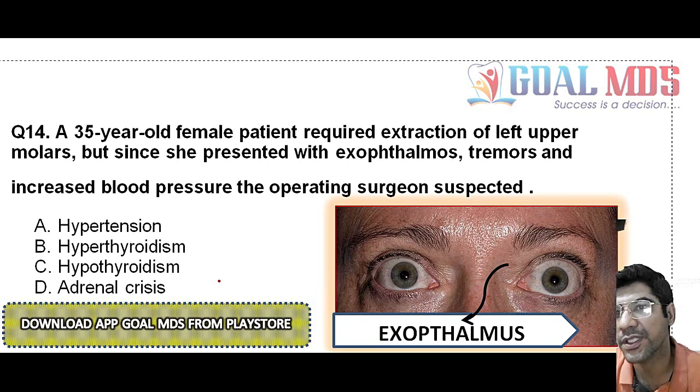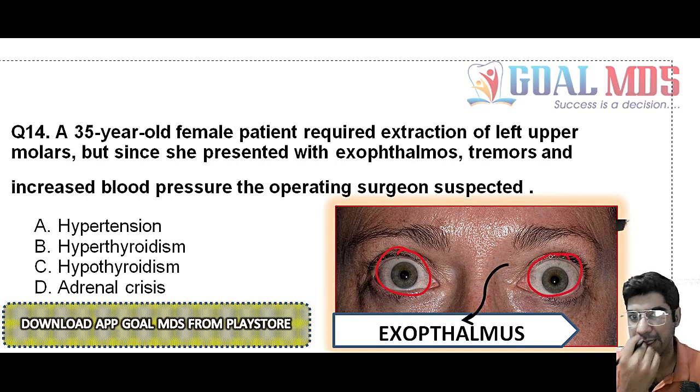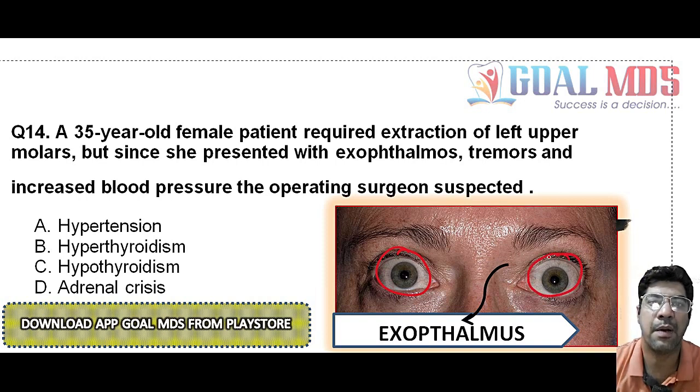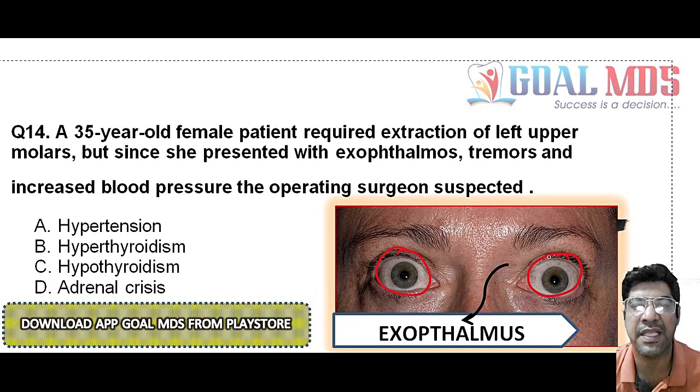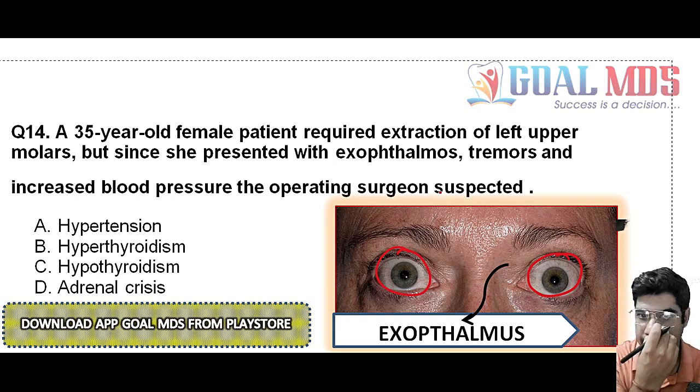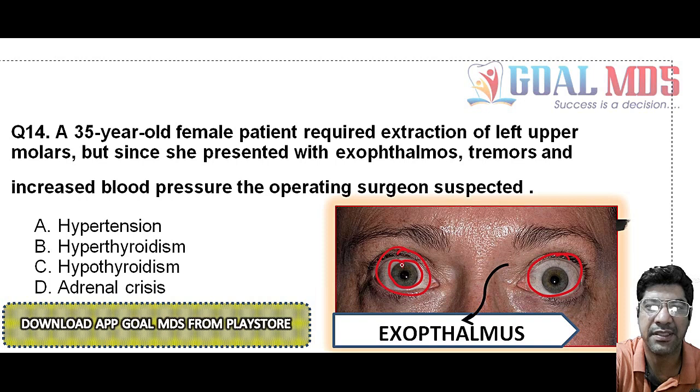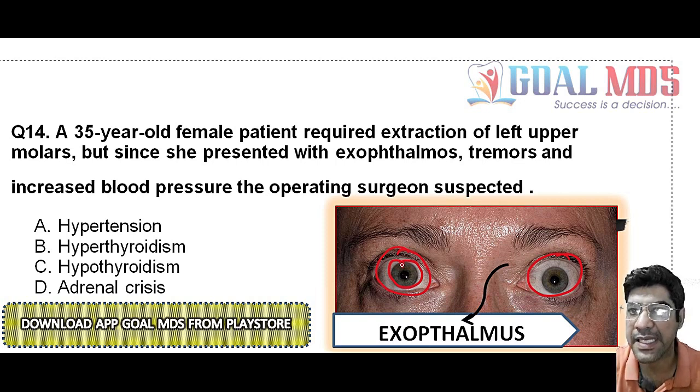Let us move to the next question. A 35 years old patient required extraction of left upper molar, but since she presented with exophthalmos, tremors and increased blood pressure, what should the operating surgeon suspect? So symptoms here described in patient are exophthalmos, that is the bulging eyes.